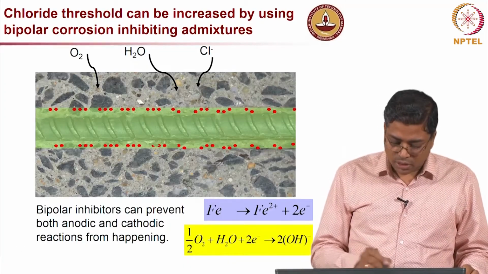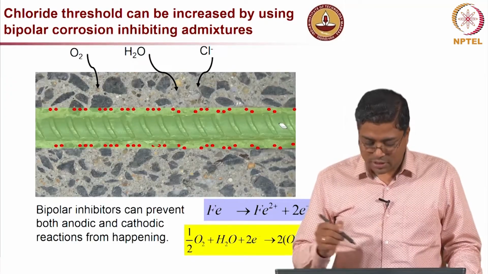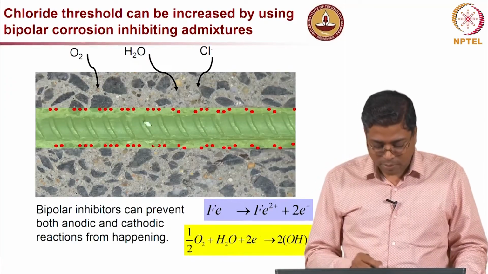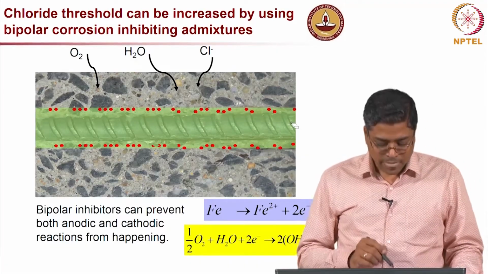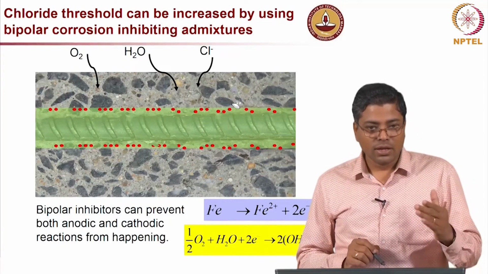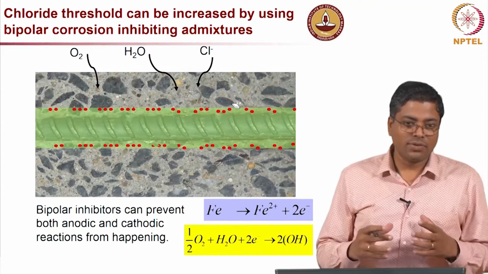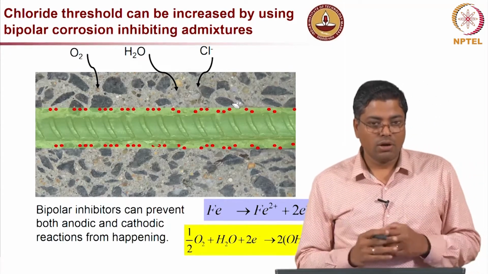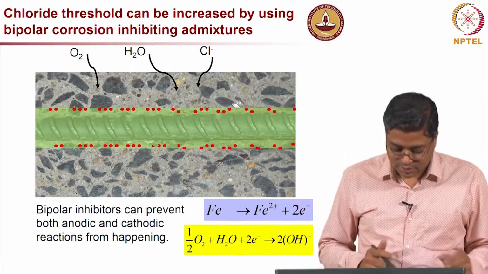This picture is probably familiar to you now. You have a concrete and a steel embedded in it, and you have a passive film. This green patch indicates that the passive film is formed. Now, these red dots over here indicate that when corrosion inhibitors are used, we can make the passive film more dense, or a better passive film, which will have more chloride resistance.